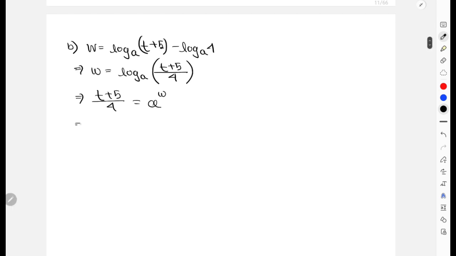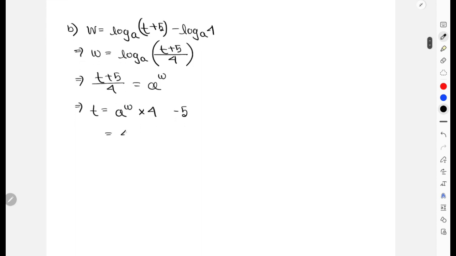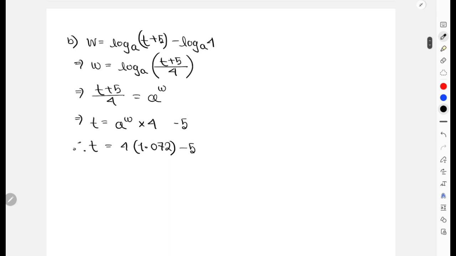1.072, so now from this part I'll just make this equation subject. This is multiplied with 4 and this will be subtracted with 5. So you have 4 times 1.072 to the power of W minus 5. And this is your final expression for time, right? This is the equation that you need to make from that part B.